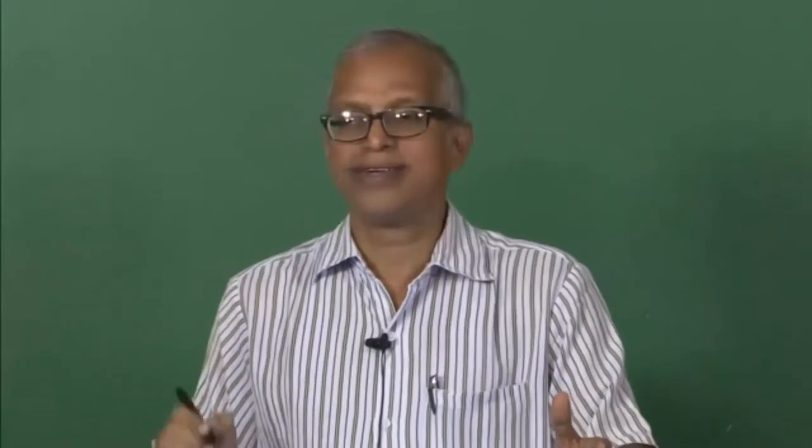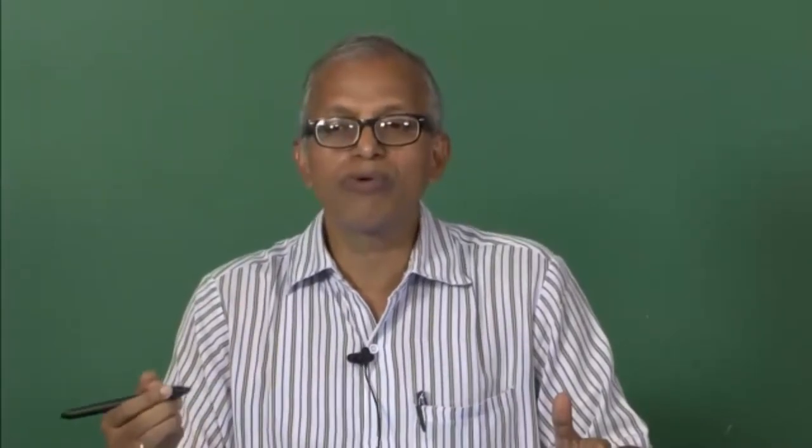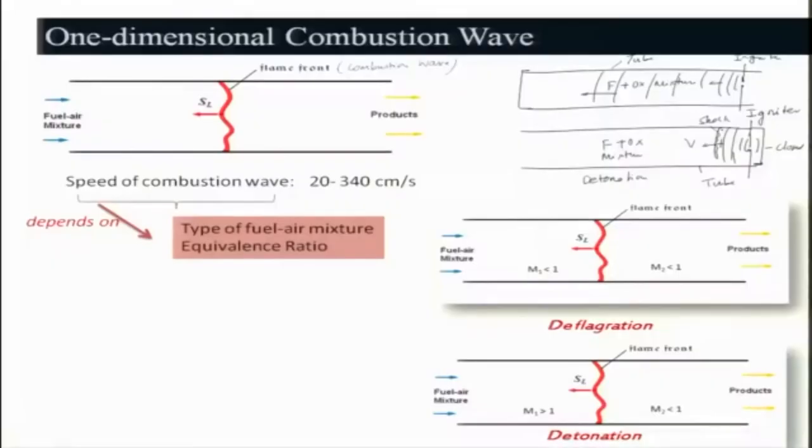And the shock is fed by what? Fed by the combustion or the heat release, which will be at a much higher speed than the natural shock. So now we will be considering a one dimensional combustion wave, but in a real situation it need not be one dimensional. Let us say this is station 1 and this is station 2, and we will make some assumptions for analyzing this.